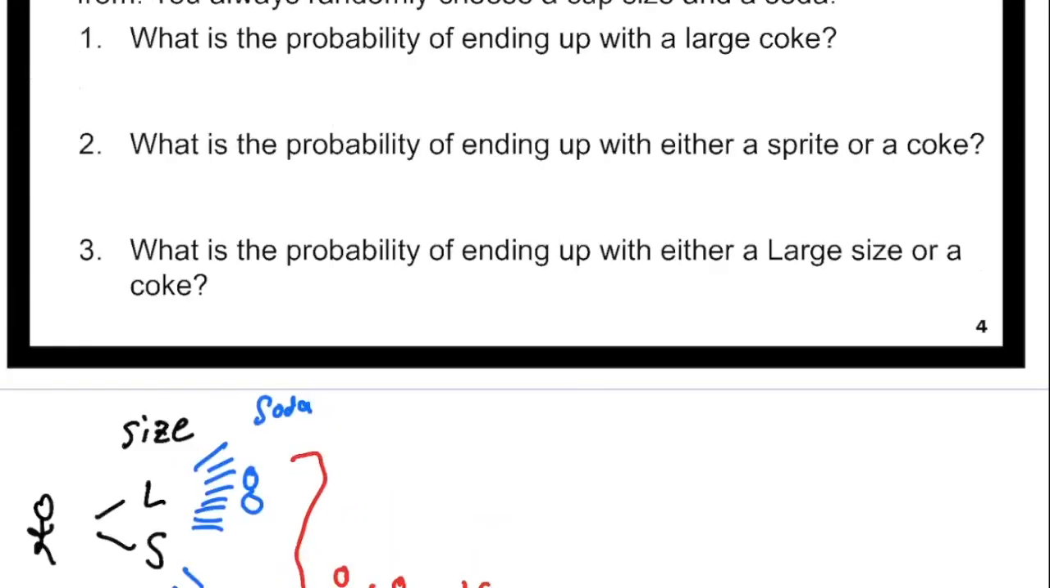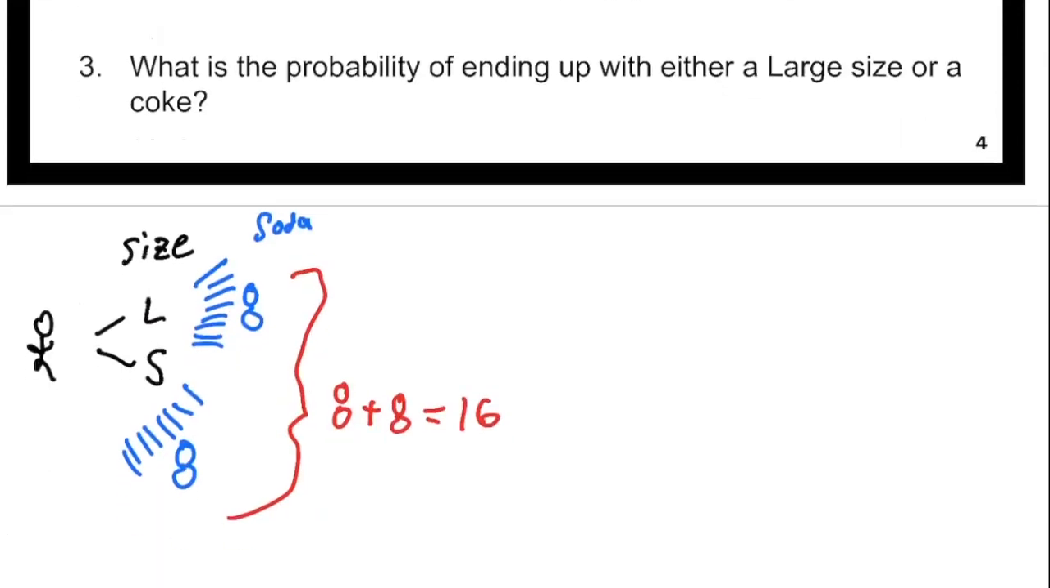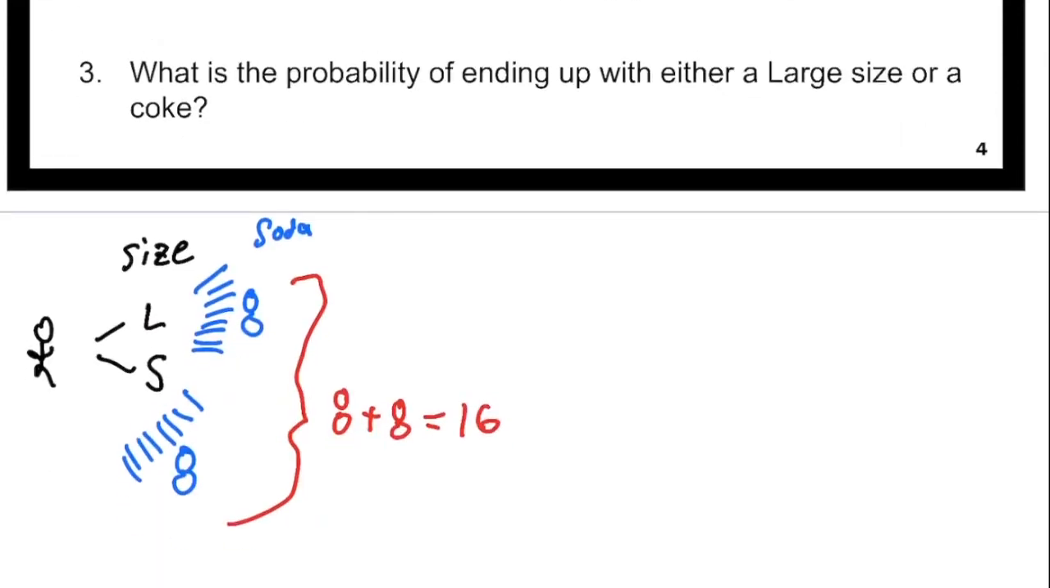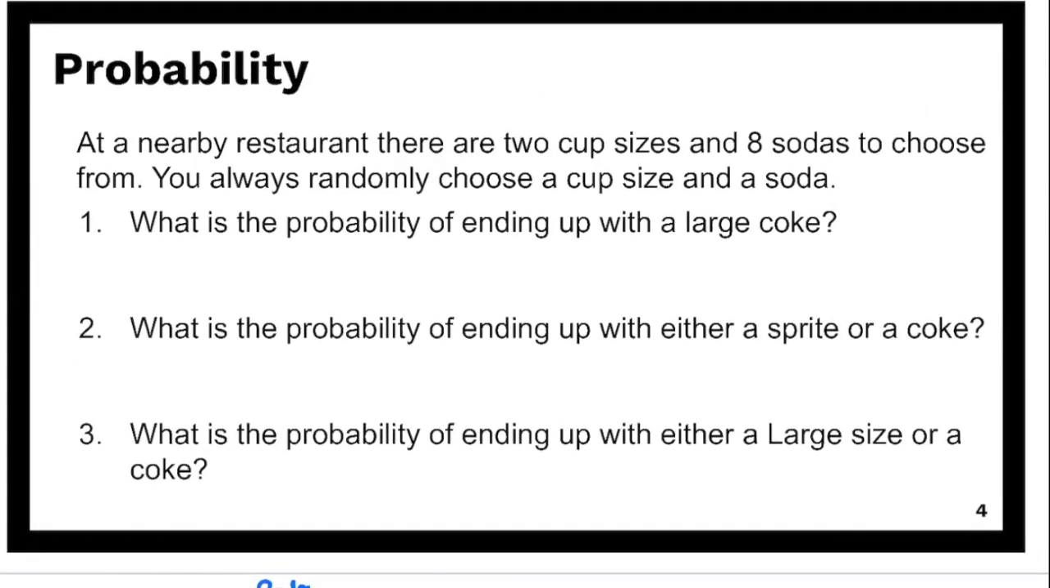So looking back, what is the probability of ending up with a large Coke? Well, a large Coke would be going down the large path here, and then choosing the Coke option here. So there's one possible outcome in this event out of 16 total outcomes. So 1/16 is the probability of ending up with a large Coke.